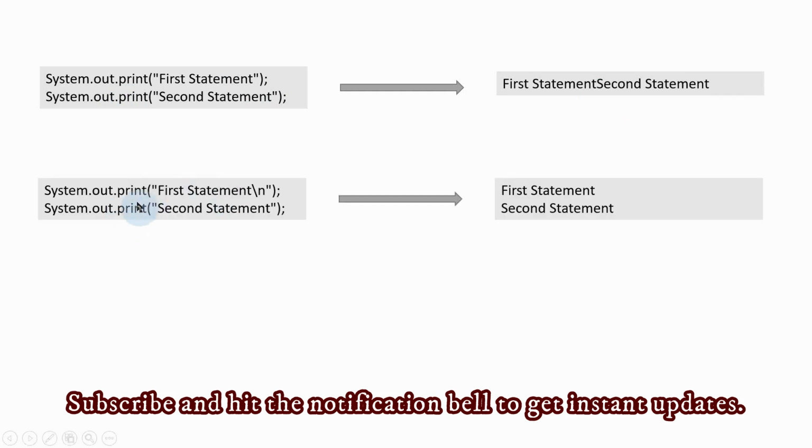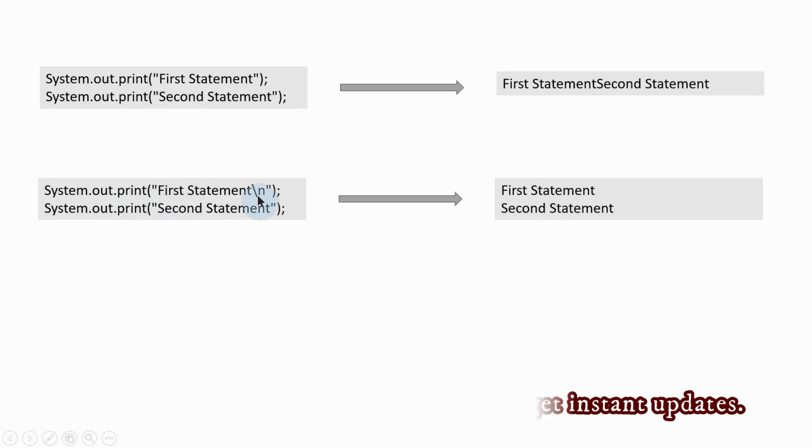In the second example, I want to display both statements on separate lines. That's why I have used the escape sequence \n here. Then automatically I got the first statement in the first line and the second statement in the second line.